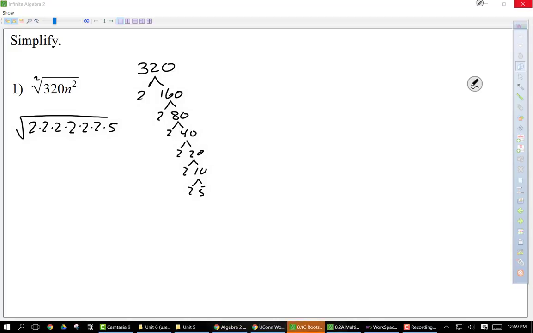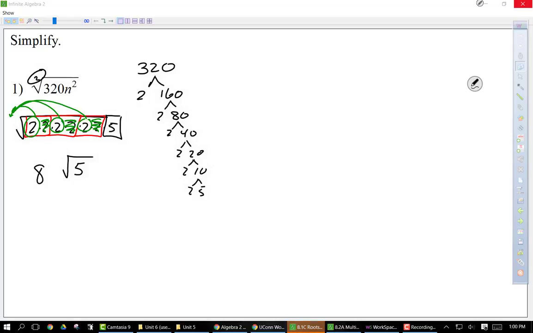Now because I'm dealing with a square root, I'm going to put these in groups of 2. And then within each group of 2, I am going to take one of them out, cross the other one out. Take one out, cross it out, take one out, cross it out. So how many 2's came out? 3 of them. So 2 times 2 times 2 is 8. The 5, which is right here, is going to stay inside because I didn't touch it. Okay, whatever you don't touch stays in.